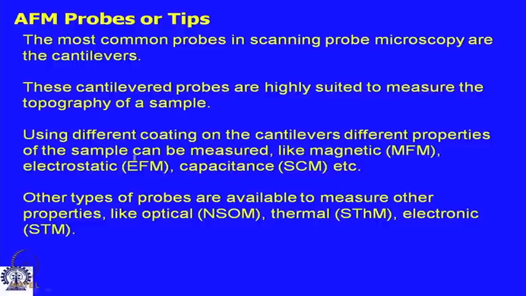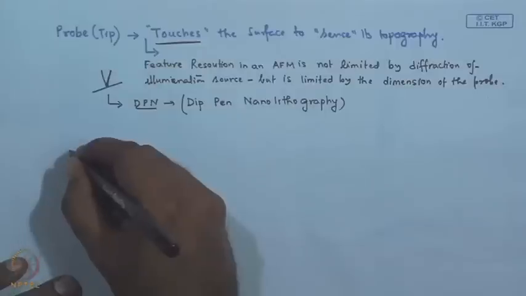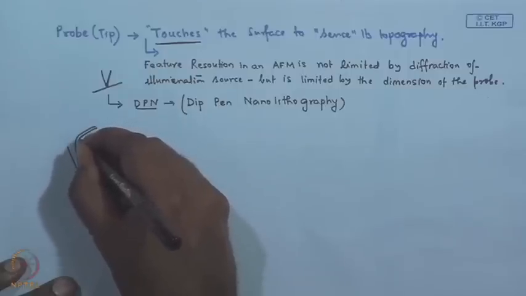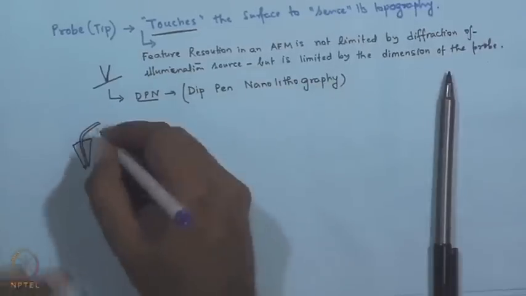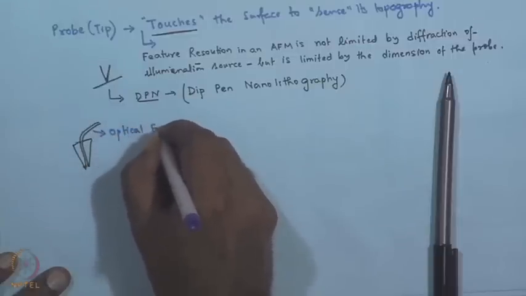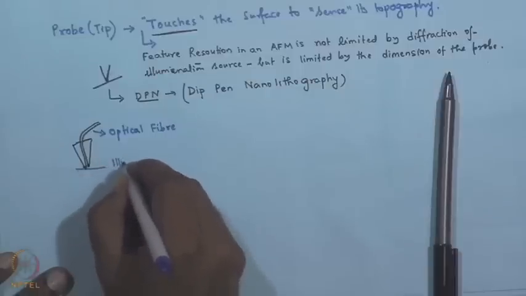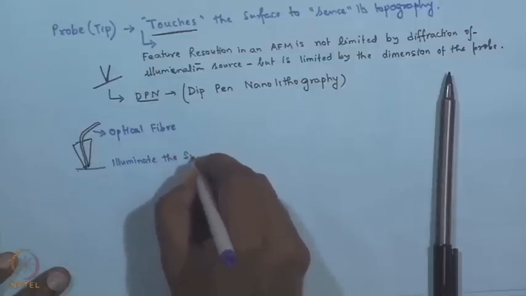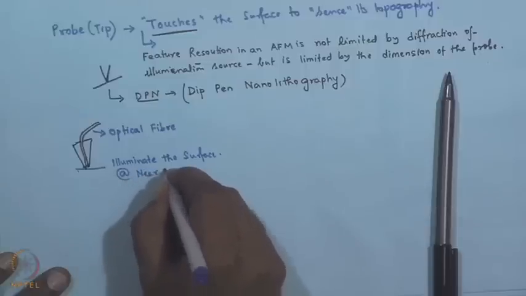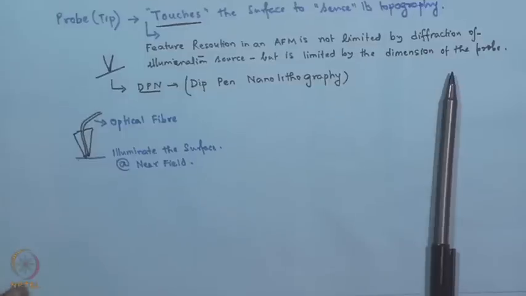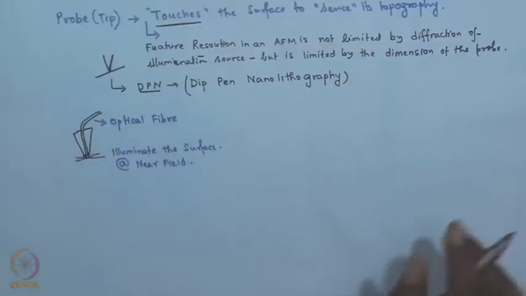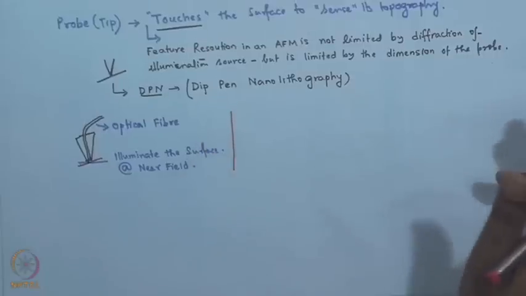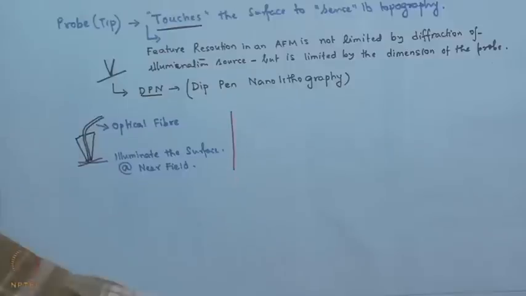But there can be other types of probes which are available, for example, a glass probe, or you can have a probe through which an optical fiber can be inserted to illuminate the surface. So here is a probe, a sort of hollow probe, and one can have an optical fiber which can be used to illuminate the surface at near field. And therefore, one can obtain a near field image of the surface. This can be an optical image which goes by the name NSOM, the near field scanning optical microscope. So you can illuminate the surface at the near field, thereby overcoming the diffraction limitation and taking an optical image. But again, that is possible using the atomic force microscope platform.